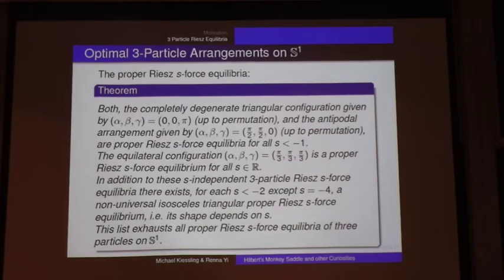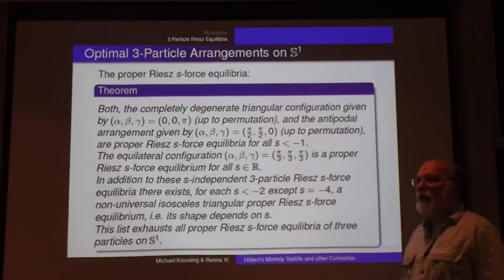If you allow the pseudo-equilibrium when the force is not a proper force, but has a tip, like up there. But interestingly, and that is somewhat unexpected intuitively, there are also isosceles triangular proper Riesz equilibria which are not equilateral, they're isosceles. And there are 2 continuous open families of isosceles triangular proper Riesz equilibria which are not equilateral and not degenerate. 2 families. And that list exhausts all the equilibria that there are that are proper.